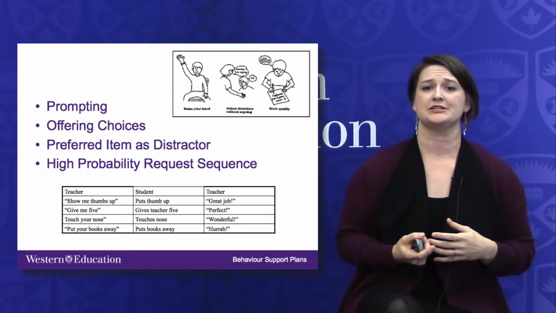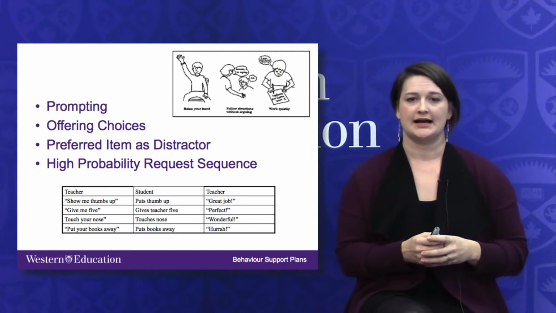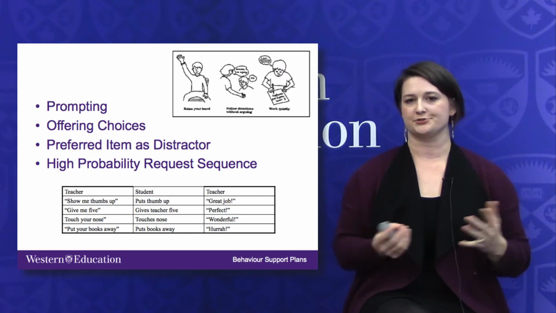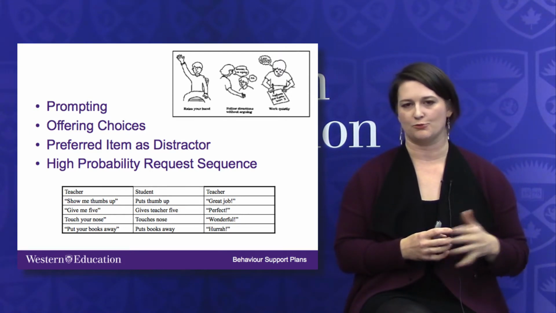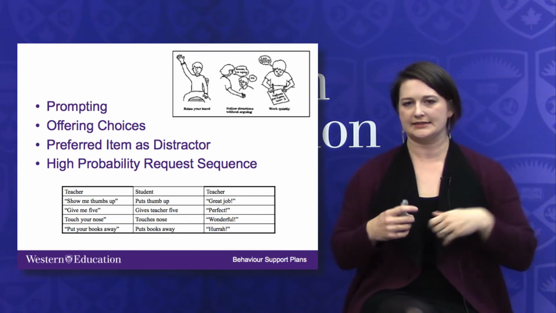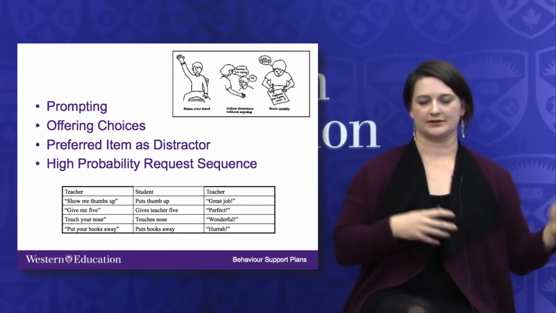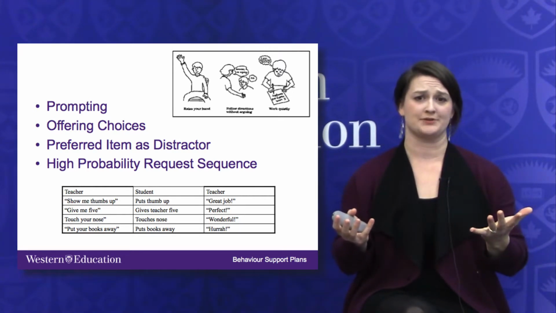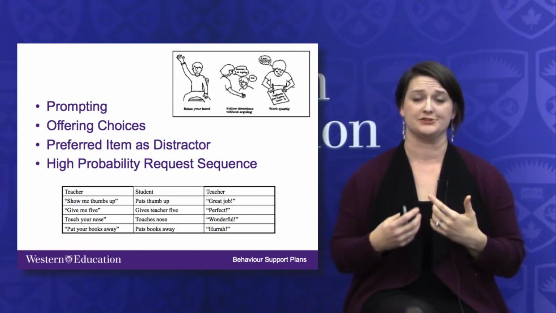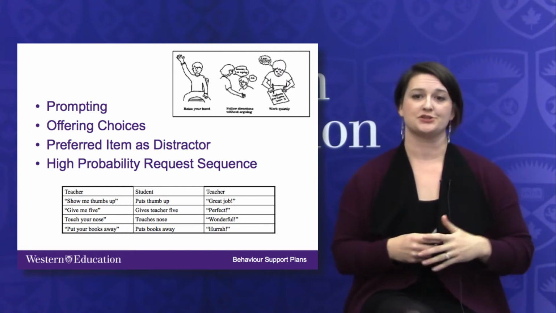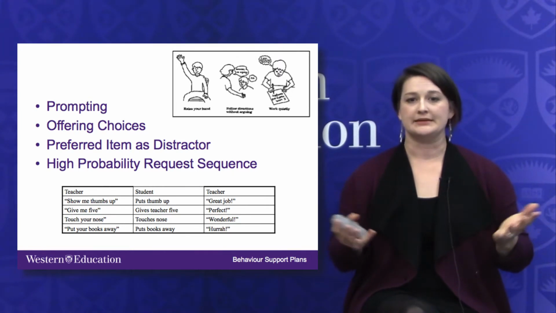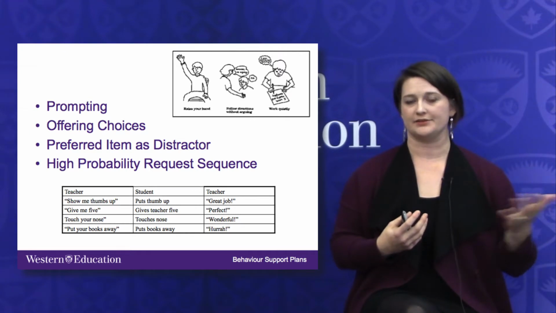Another really simple strategy that is often very successful is using preferred items as distractors. We see lots of young children who have difficulty transitioning from one environment to the next environment, from outside to inside, from one class to another class. And here all we're doing is giving something that is highly preferred in order to distract them while they do a more difficult task. So if they're transitioning from one place to another, can we give them like an MP3 player or an iPod to listen to while they do that?